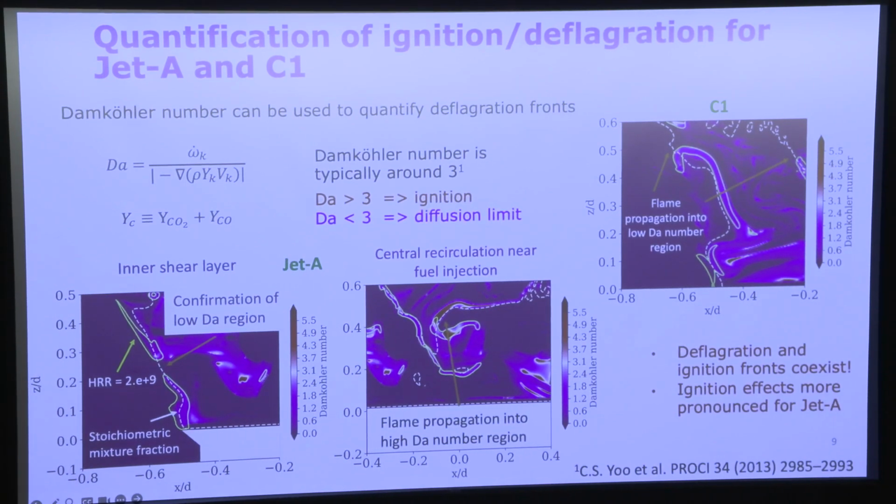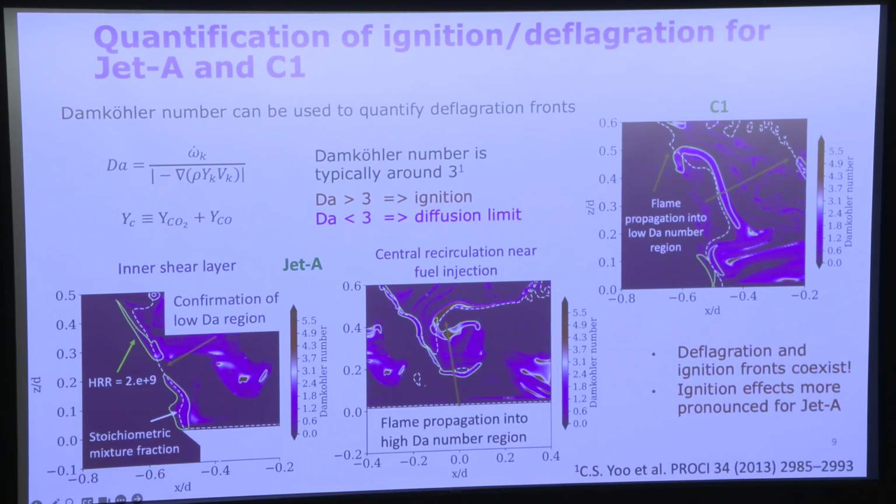And so there are regions where we see low Damköhler number in the left plot, especially in the inner shear layer. In another region near the central recirculation zone, where the fuel's being injected, we see flame propagation into a high Damköhler number region. So this is limited by diffusion. Those are the red isocontours.